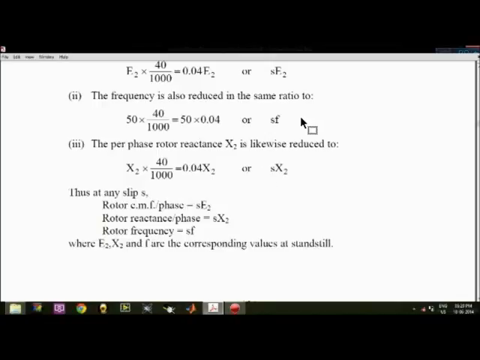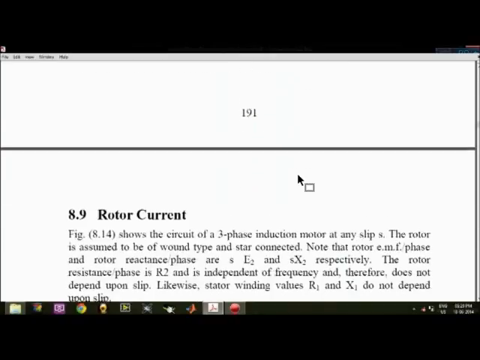Thus, as a point of conclusion, we can say that the rotor EMF per phase at any slip S is given as S times E2, the rotor reactance per phase is given as S times X2, and the rotor frequency is given as S times F, where E2, X2 and F are the corresponding values at standstill condition.